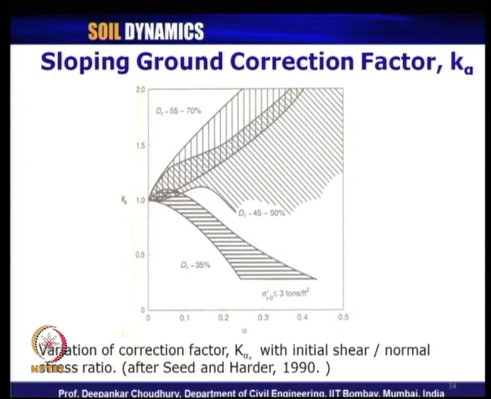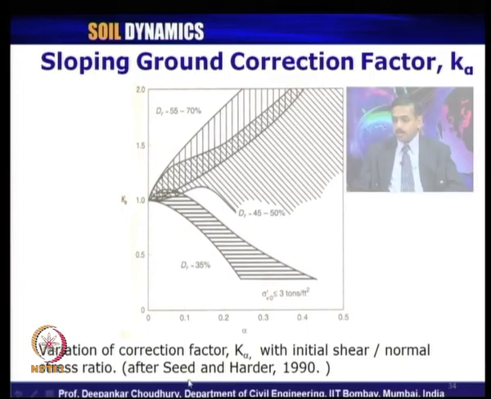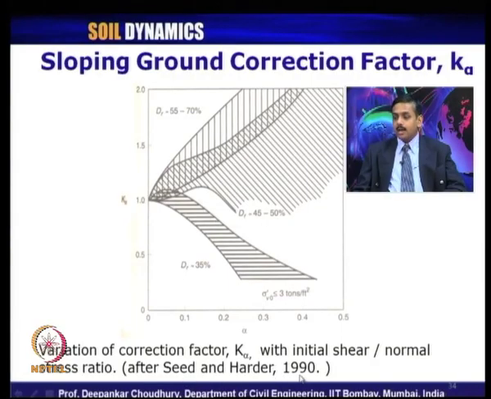Now, coming to the third correction factor, that is sloping ground correction factor K alpha. For K alpha, the correction factor was initially proposed by Seed and Harder in 1990. This itself is transferred to the methodology given by Youd et al. 2001 to further follow or adopt for practical computation of liquefaction potential factor of safety. How the K alpha varies with respect to different values of alpha is given here for different values of Dr, that is relative density of the cohesionless soil.